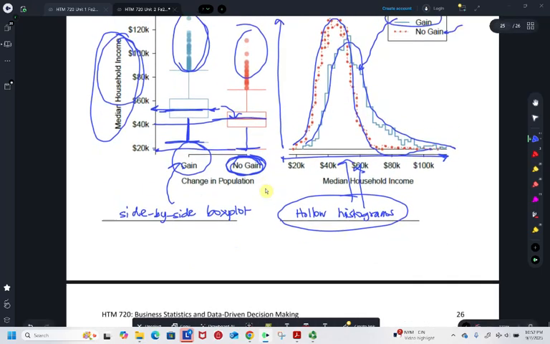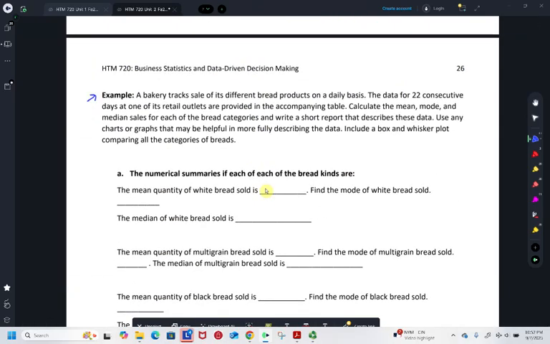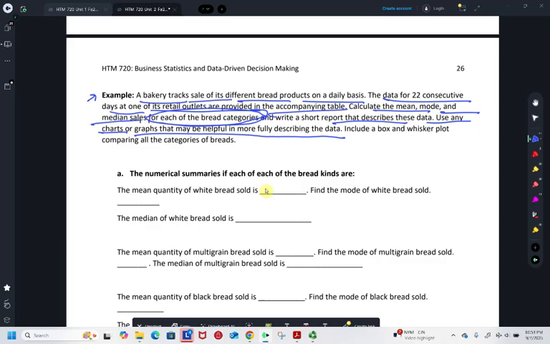All right, now we have seen already made pictures. How about we make one ourselves? A bakery tracks sales of different bread products on a daily basis, and the data for 22 consecutive days at one of its retail outlets are provided in the accompanying table. We have to calculate the mean, the mode, and the median for each of the bread categories and write a short report that describes this data. You have to use charts or graphs that may be useful in fully describing the data, and also include a box and whisker plot comparing all categories of breads.